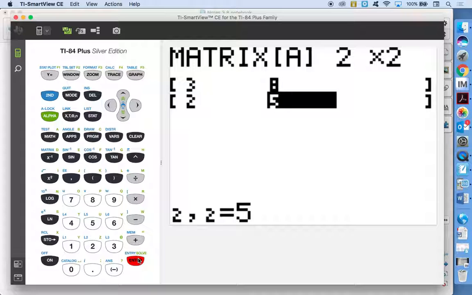Questions with getting the numbers in there? Yes. When you do that, second x negative 1. Go over to edit. Hit enter. And then you need 2 by 2. And 2 dimension. Anybody else? And then plug in the numbers.